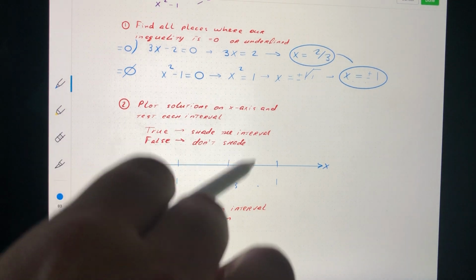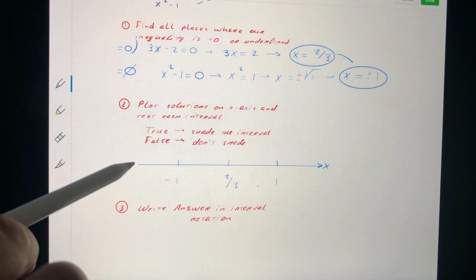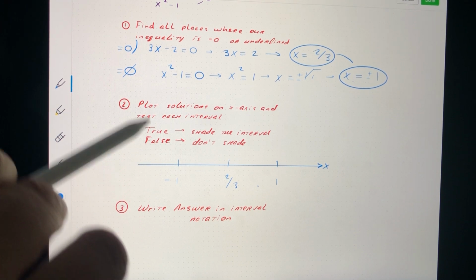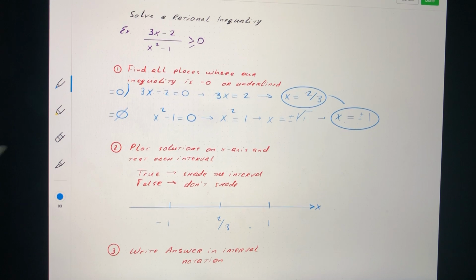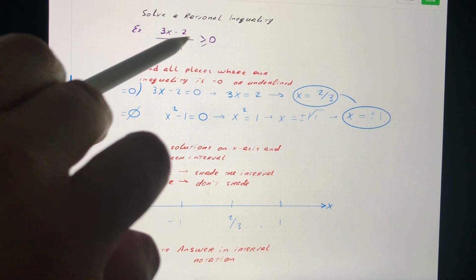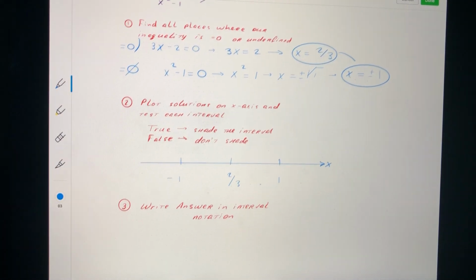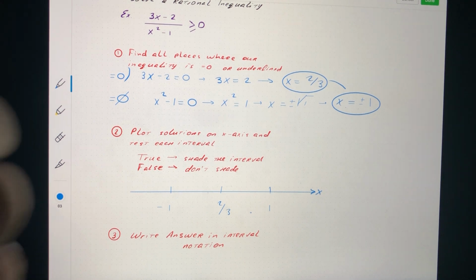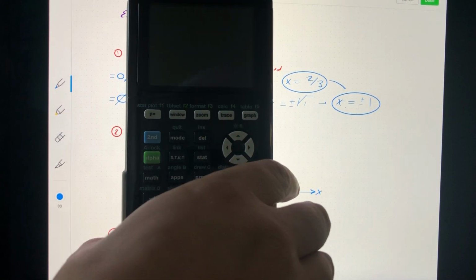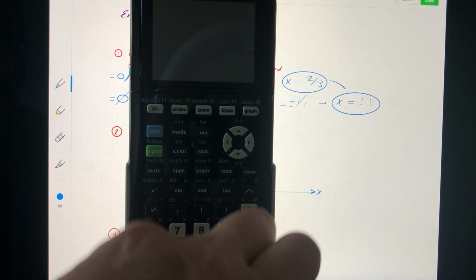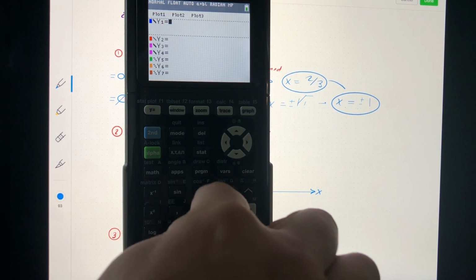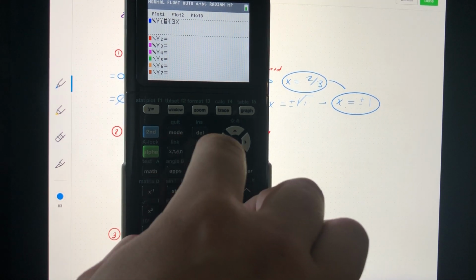We have 1, 2, 3, 4 intervals, and we test each one by choosing something in each interval and going back to the original and seeing if it's true or false. If it comes out bigger than 0, it's true. Less than 0 is false. One way to do it is to actually use the calculator to get the answer a little bit faster. So let's plug in the actual question and then see what we get.